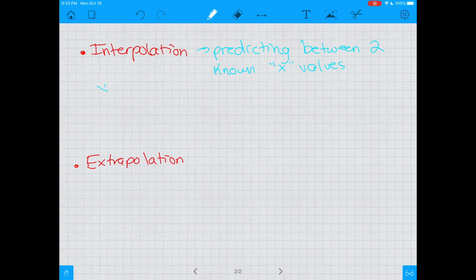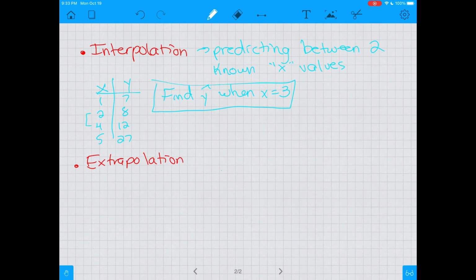So, for example, let's say I had a table here. I'll just make one really quick. And let's say we had 1, 2, 4, 5, and I had some y values here. And I said, find y hat, remember that stands for our predicted y value, when x equals 3, right? So this, finding the predicted y value when x is 3, is considered interpolation because it's within two known quantities. I'm between 2 and 4. I don't actually have a data point at 3, but I'm going to try and predict it using what I know.